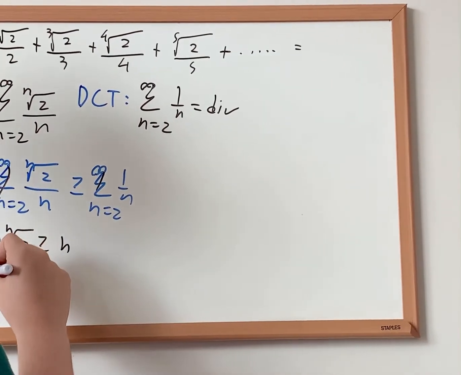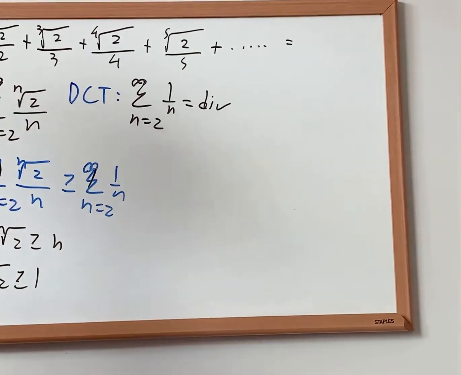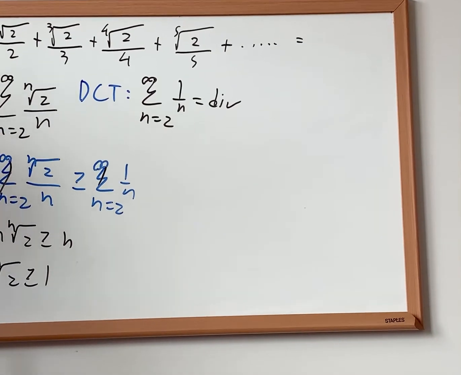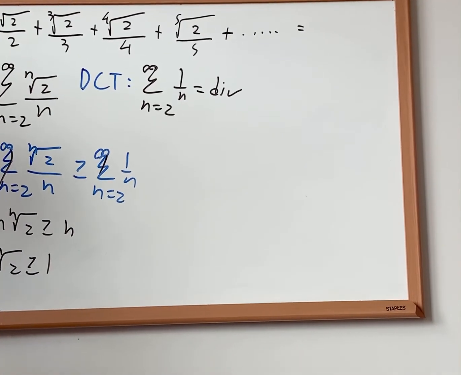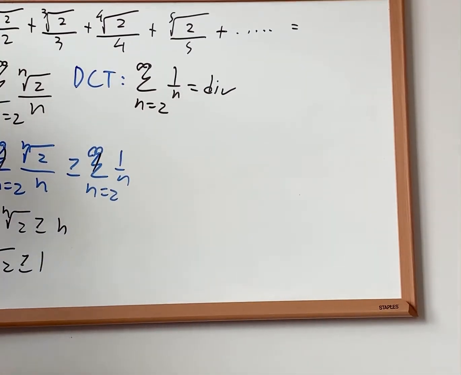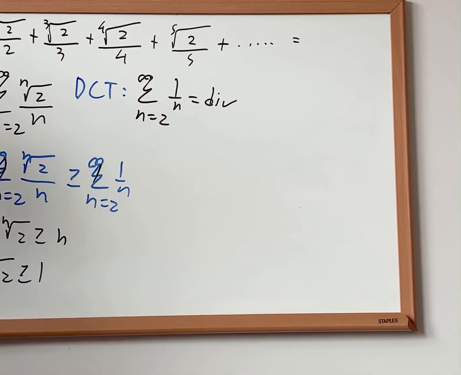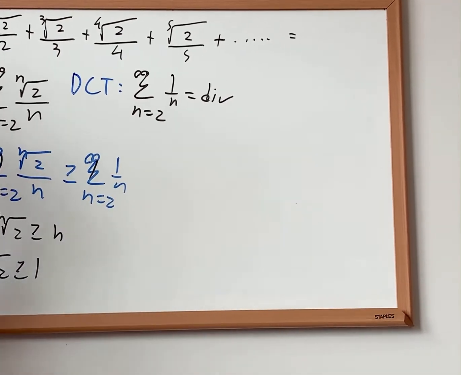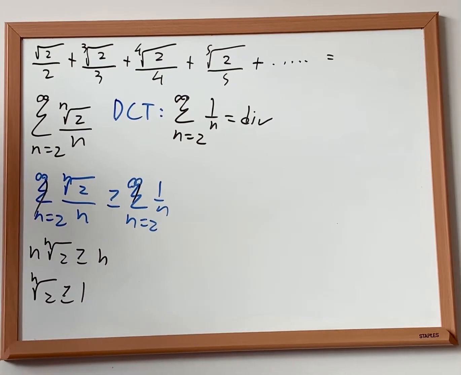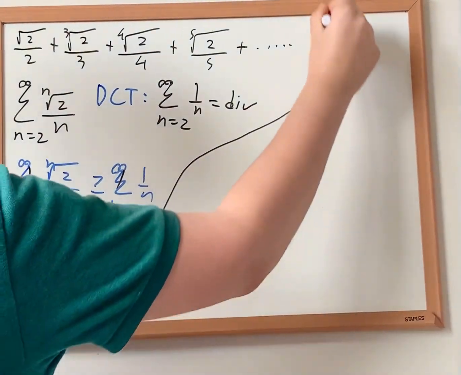Divide both sides by n. We get the nth root of 2 is greater than or equal to 1 for values greater than or equal to 2. And if we plug in, we see that this is correct. So we can see by conclusion that the series, the nth root of 2 over n, also diverges by the direct comparison test. Now I want to show you how to solve it by the limit comparison test.